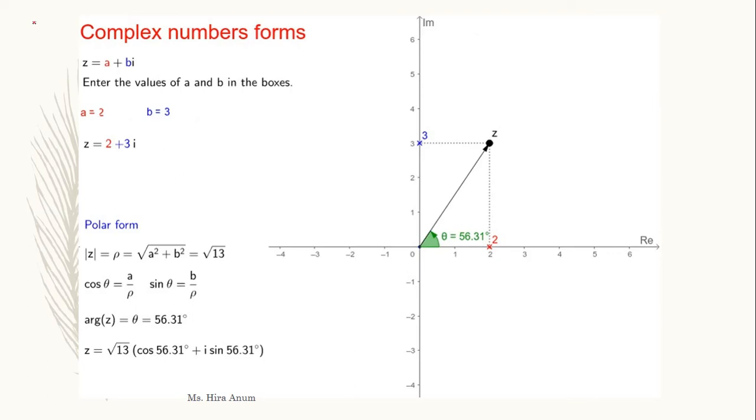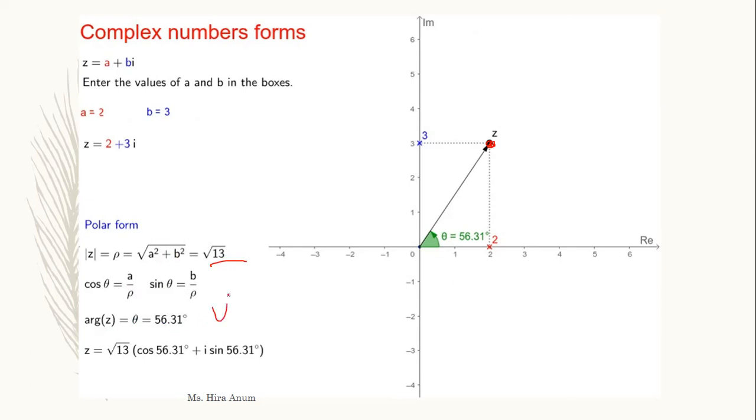Now for a complex number, the real part is 2 and the imaginary part is 3, so z equals 2 plus 3 iota. For the polar form, a square plus b square, 4 plus 9, equals 13. Cos theta is a over rho, sin theta equals b over rho, and the argument of z, theta, equals 53.31.